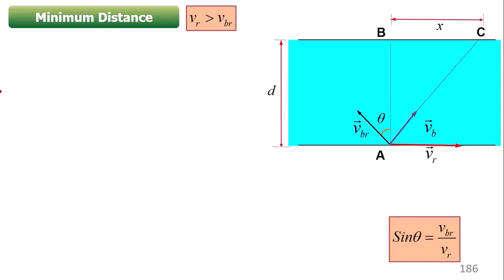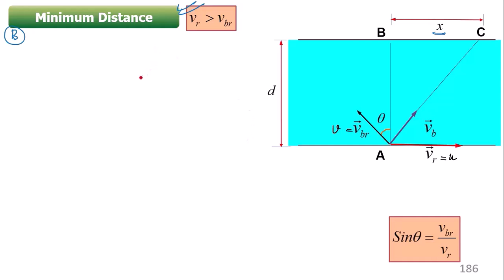Now the second variety of minimum distance. In the second variety, category B, I am getting VR more than VBR. If VR is more than VBR, then the VB cannot be vertical. VB must be somewhat inclined. Now I am getting a drift value X. Let us simplify the notation: I am writing VBR as V and VR as U.